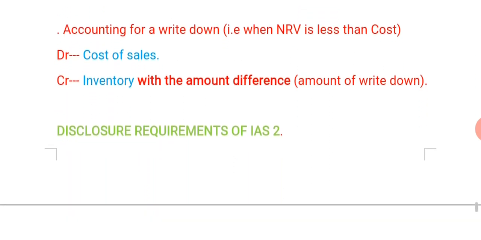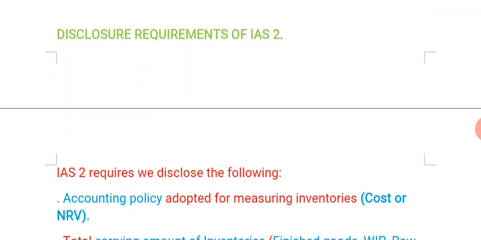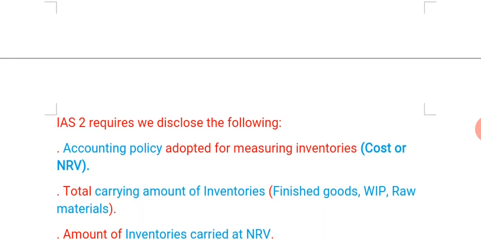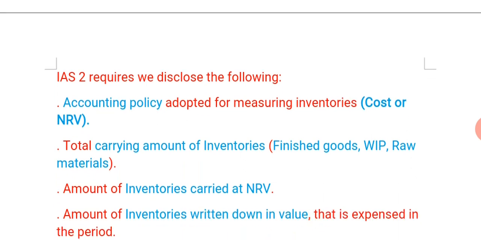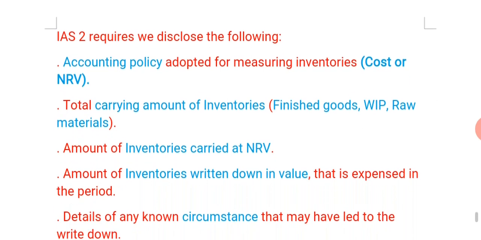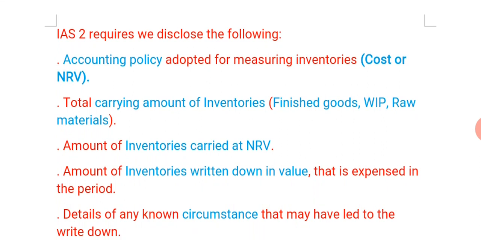Then the disclosures we'd have here. IAS 2 requires we disclose the following: the accounting policy adopted, that's cost or net realizable value (NRV); the total carrying amount of inventory; finished goods value, work in progress, raw materials value; the amount of inventory carried at net realizable value; the amount of inventory written down in value that is expensed in the period.